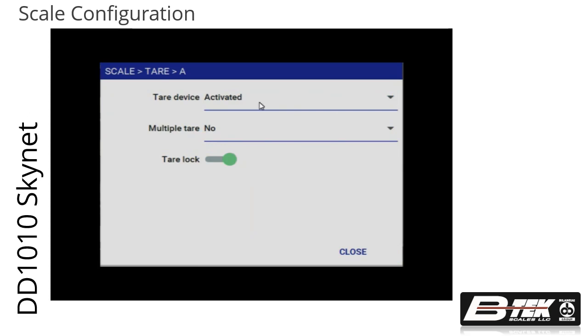Tare operation, it's activated. You can deactivate it as needed. Multiple tares is defaulted to no, and tare lock is enabled, which would save your tare as the scale returns to 0. If we turn off tare lock, it will reset to gross every time the scale returns to 0. So we'll leave that turned on.